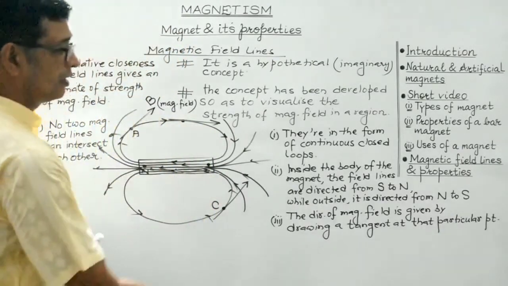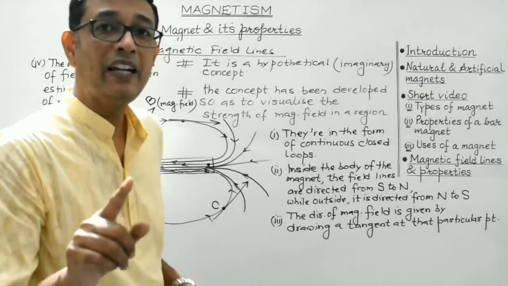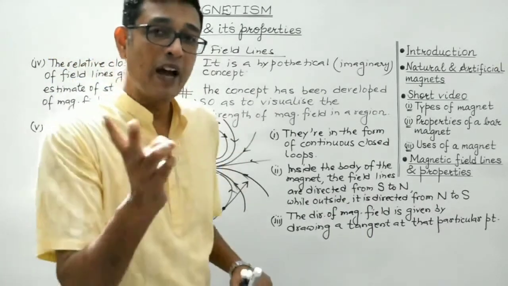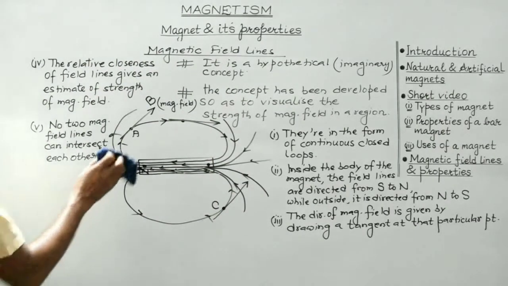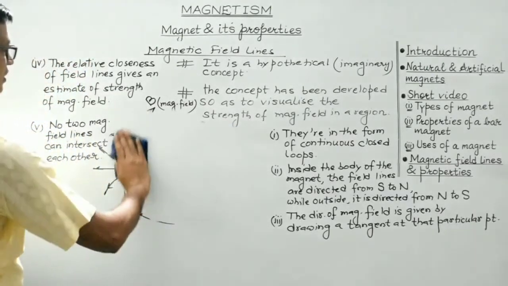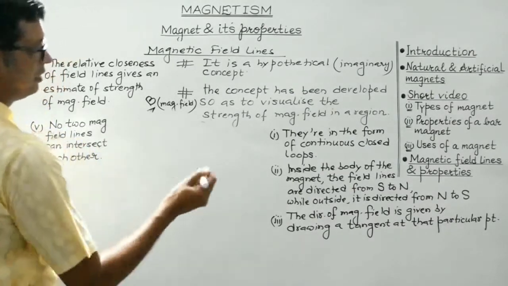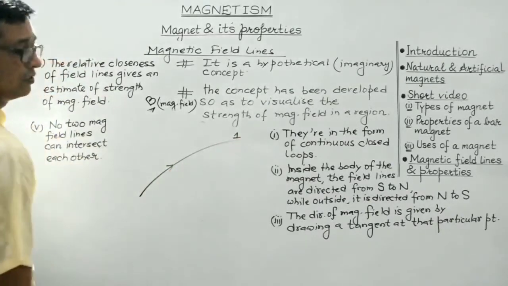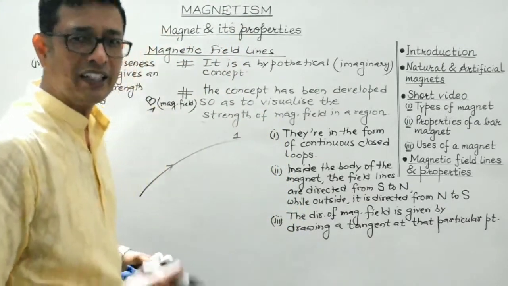And also, as we have discussed, the direction of the magnetic field at a point is given by drawing a tangent at that particular point. So, why can two magnetic field lines never intersect each other? I will elaborate this with the help of a diagram. Let us consider this particular diagram, students. This is one of the magnetic field lines. Suppose this is the first magnetic field line. Let's consider two magnetic field lines intersecting at a particular point. Let's see what happens then.